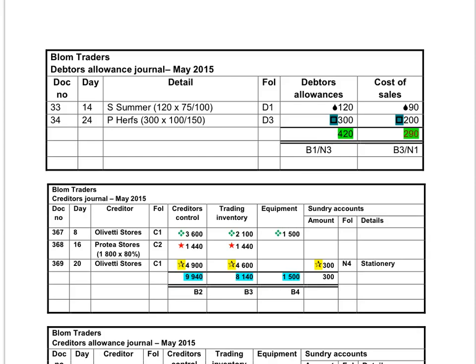In the Debtors Allowances Journal, we issued a credit note to S. Summer on the 14th, $420, and that was credit note number 33. And we issued credit note number 34 on the 24th to P. Herbs, $300. These amounts will be posted to the credit side of the accounts to reduce their outstanding debt, and we will record in our allowances journal the folio numbers of the debtors in the debtors ledger.